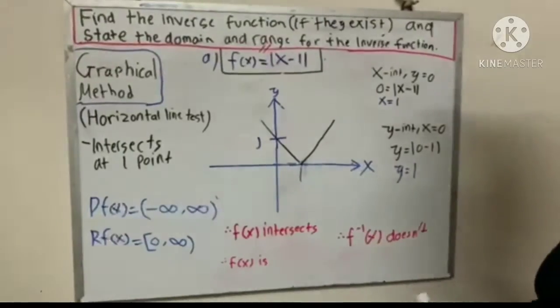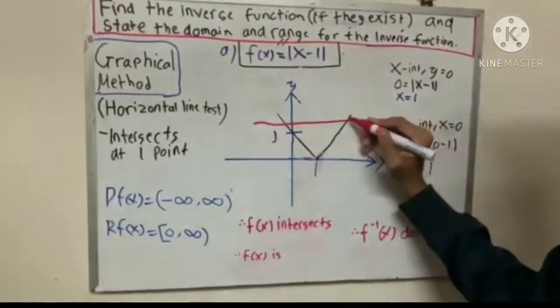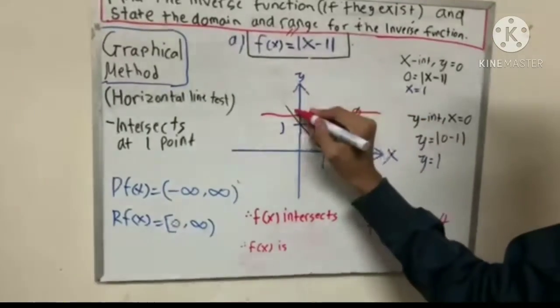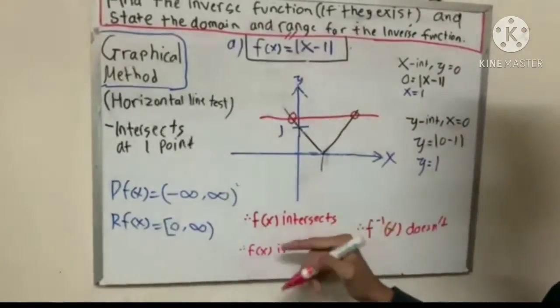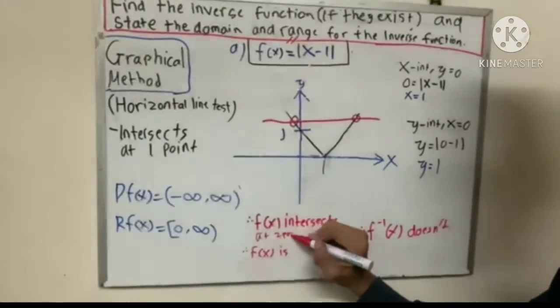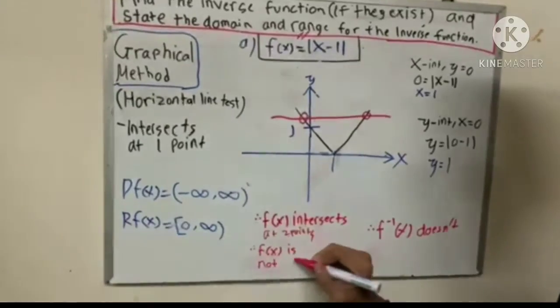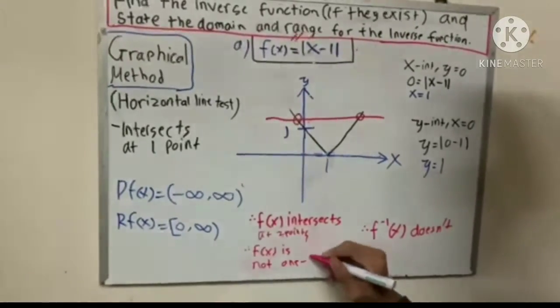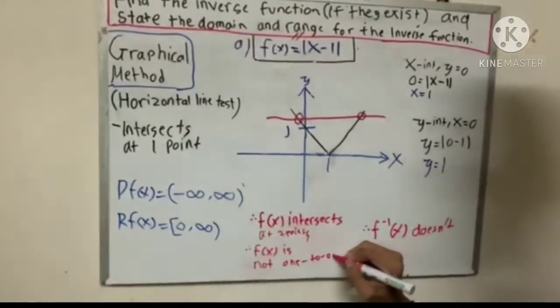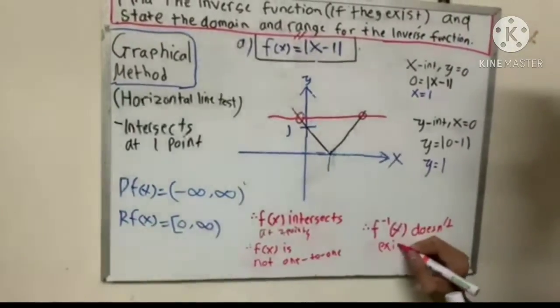And then make a horizontal line across the graph. And as you can see, there are two intersection points on the graph. So f(x) intersects at 2 points, and so f(x) is not one-to-one. Thus, f inverse x doesn't exist. So that should be your final answer.